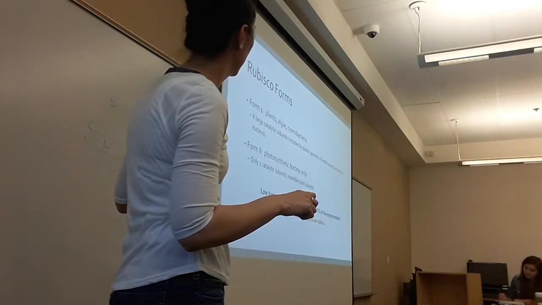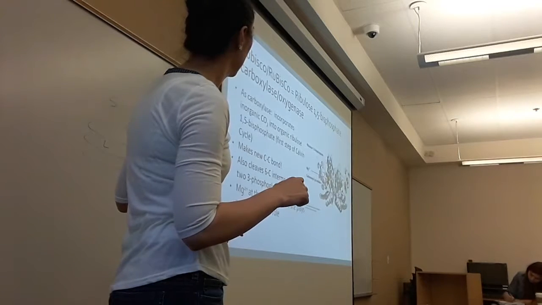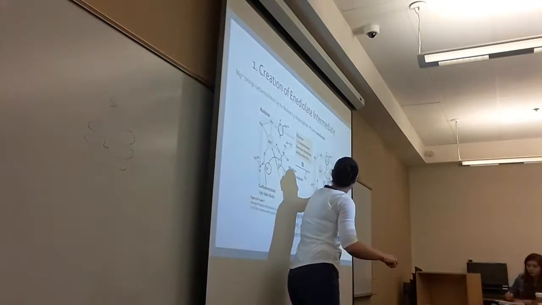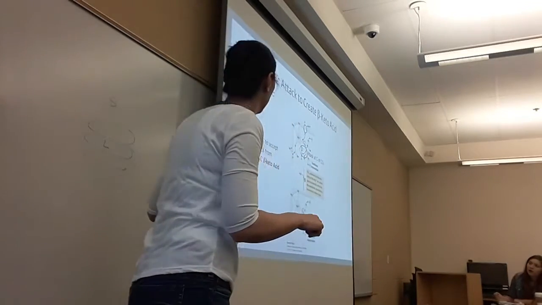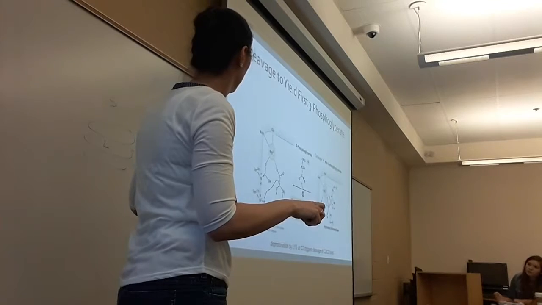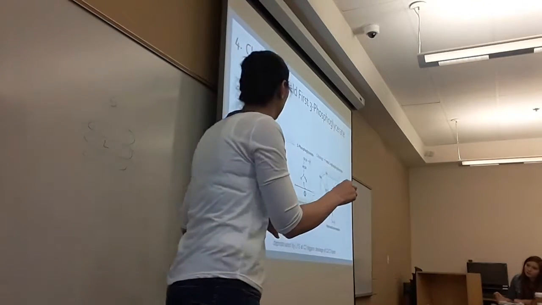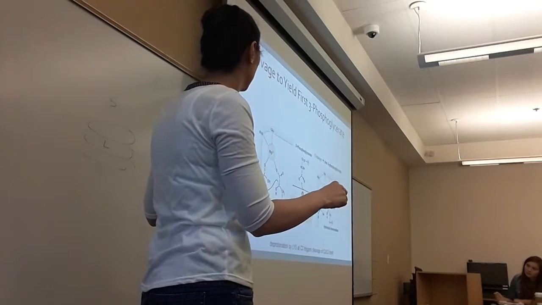Okay, so I mentioned the things that Rubisco does. It creates that carbon-carbon bond from CO2. So that's the first step right here. Then it is able to cleave this bond here, creating our 3-phosphoglycerate.